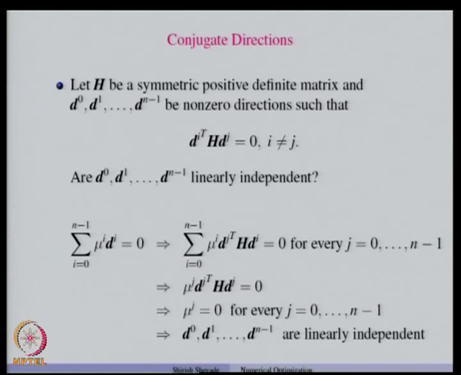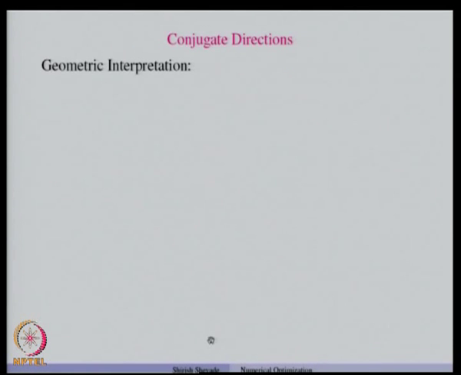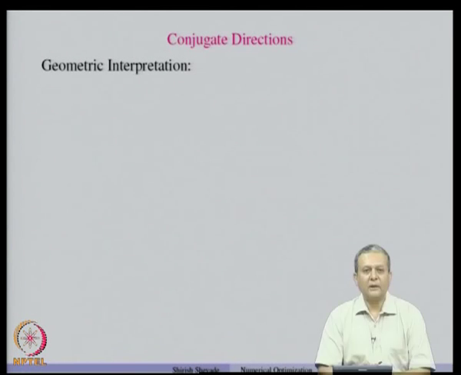Now, so this is what we showed, that d0 to d n minus 1 are linearly independent. Now, let us look at the geometric interpretation of conjugate directions.